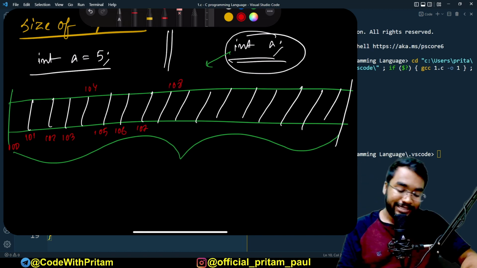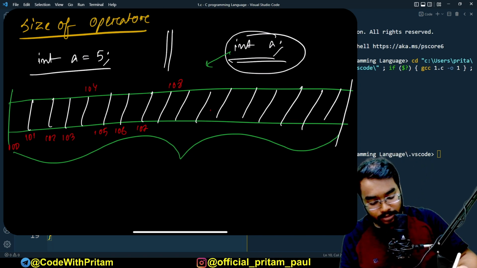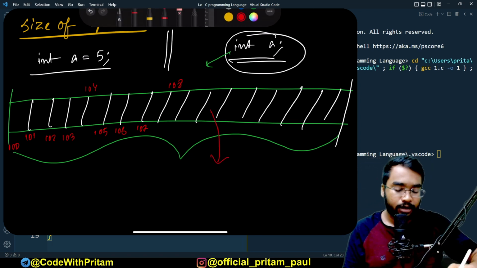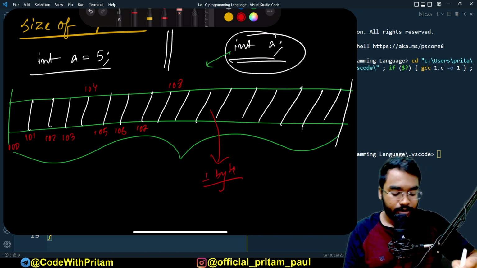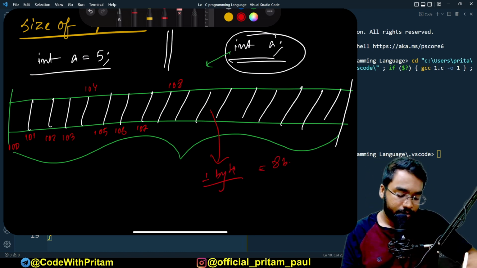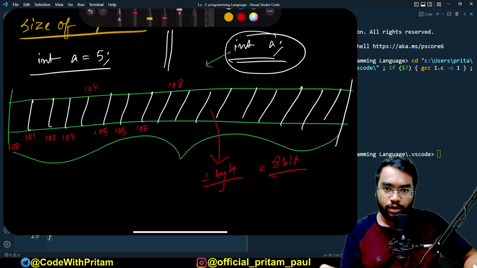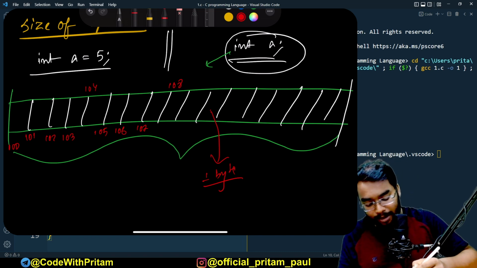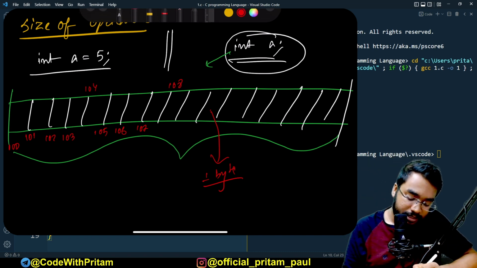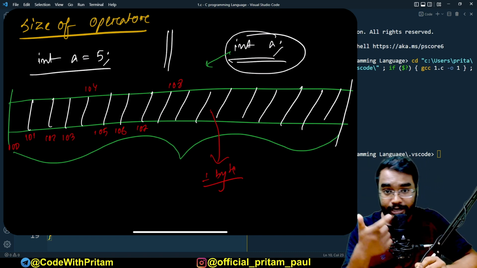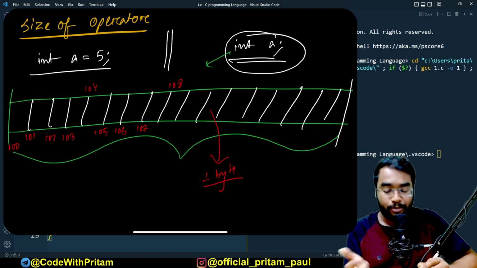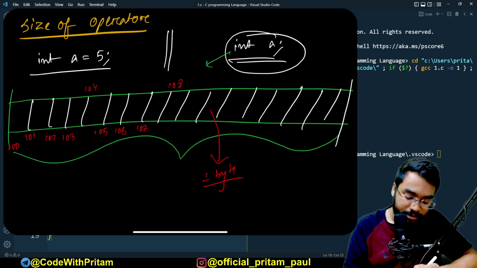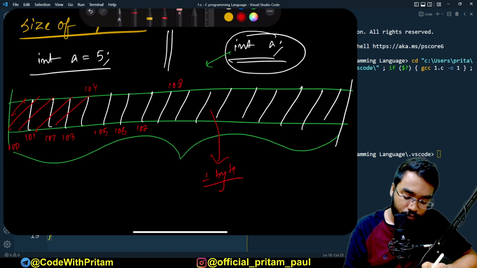So size means all these, this single room is called 1 byte. 1 byte means 8 bits. You all know that 1 byte, obviously. So what does size mean? Size means the number of bytes it takes as space in the memory. So an integer takes 4 bytes, isn't it?